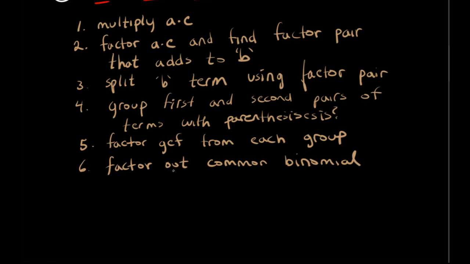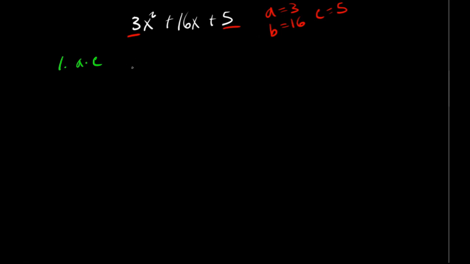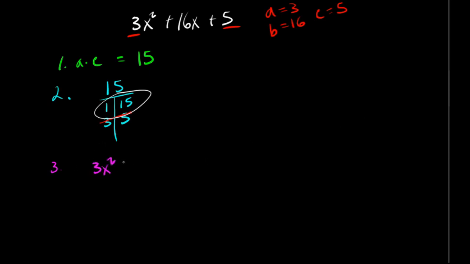Let's rewrite the problem. In step 1, we need to multiply a times c. So in this case, a is 3, c is 5, so a times c is 15. Second step, we need to factor 15, and we're looking for factors that sum to 16. That's going to be 1 and 15 in this case. And step 3, I'm going to split that b term into 2 terms. So the 16x becomes the 1x plus 15x. And again, that 1 and 15 come from step 2. That's the factor pair that sums to b.